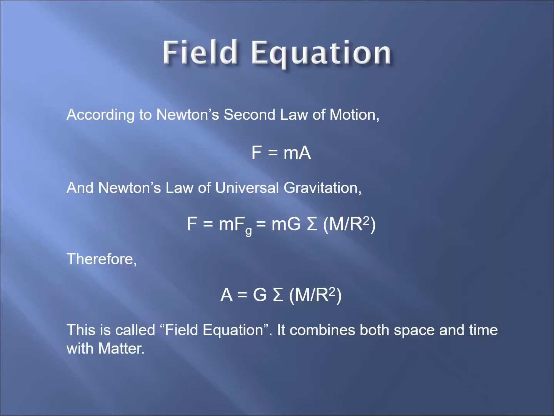According to Newton's second law of motion, F equals ma, and Newton's law of universal gravitation, F equals m Fg equals m G summation m over r squared. Therefore, a equals G summation m over r squared. This is called field equation. It combines both space and time with matter. We will discuss Einstein's field equation and Wood's spacetime field equation after the introduction of spacetime and related theories.